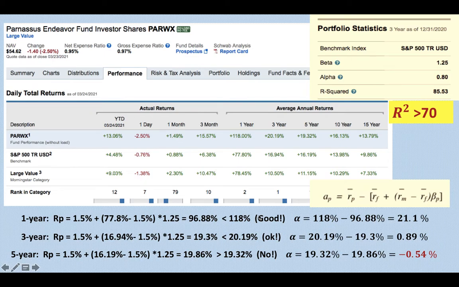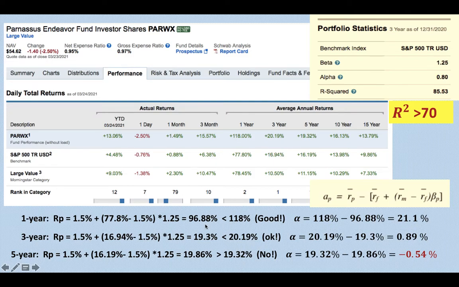So given the beta, we can calculate the 1 year required return. Basically, I'm using 1.5% of the 10-year bond rate as the risk-free rate. So the required return is the 1.5% risk-free rate plus 77.8%, which is the benchmark market return minus the risk-free rate, times the beta. So that gives you the required rate of return. You compare this return to the real return of these funds.